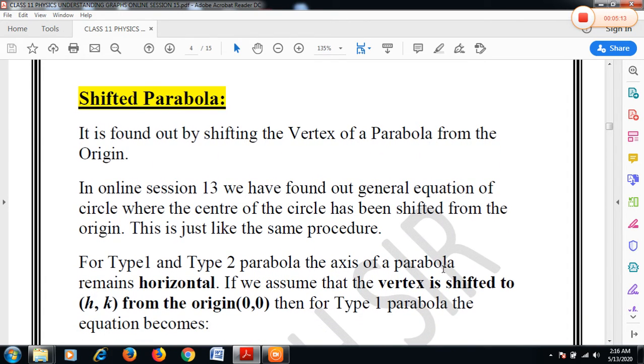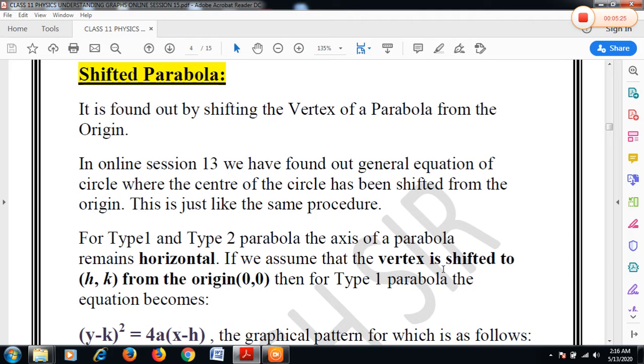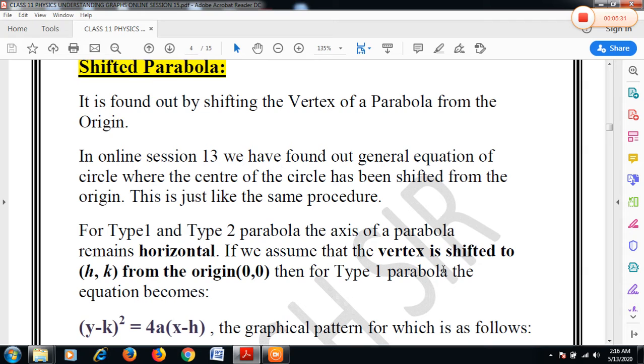It is found out by shifting the vertex of the parabola from the origin. If we shift the vertex of the parabola from the origin to another point like (h, k), then we will find the shifted parabola. Okay. In online session 13, we found the general equation of a circle where the center of the circle has been shifted from the origin (0, 0).